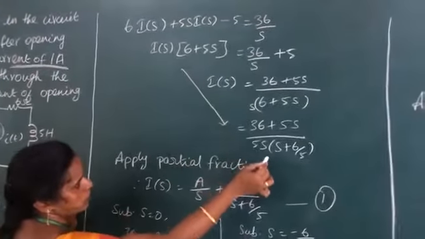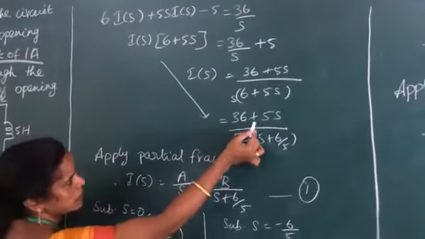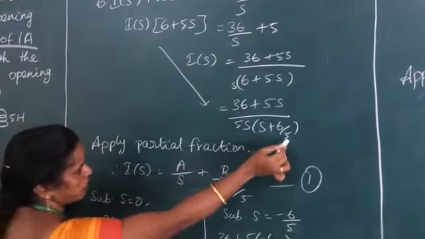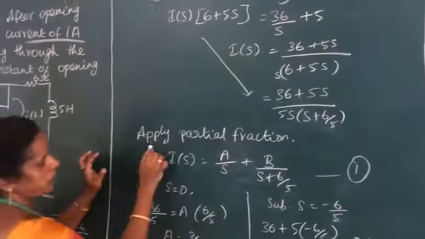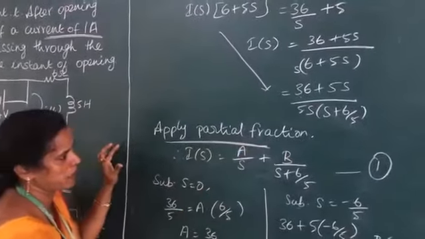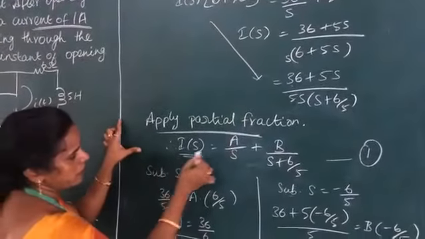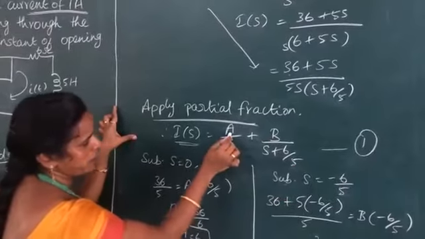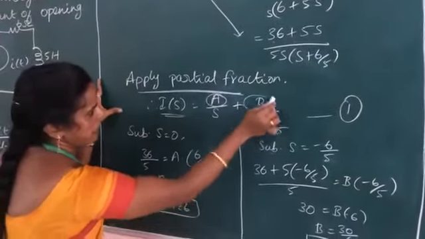So after simplification, what are you getting? I of s is equal to 36 plus 5s divided by 5s into s plus 6 by 5. The third step, what we are going to apply? We are going to apply partial fractions. So this I of s can be written as A by s plus B divided by s plus 6 by 5. You have to find the value for capital A and capital B.